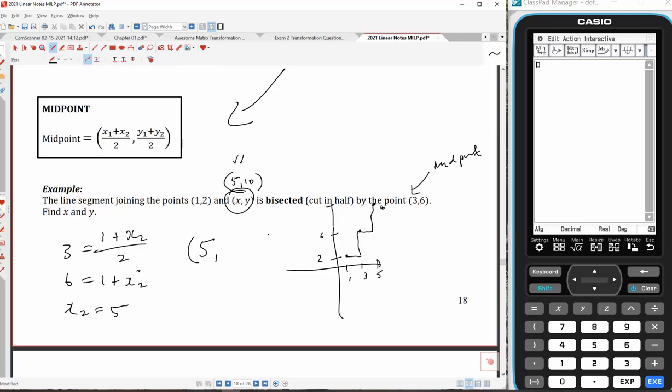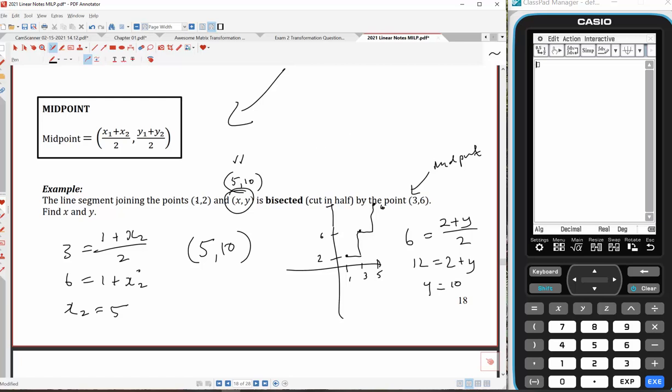All right, let's do the y value. It's going to be 6 is equal to 2 plus y over 2. 2 sixes are 12. Subtract 2 from both sides, that's 10. So it should be 5, 10, which is what I got, again, graphically. So that's a good sign.